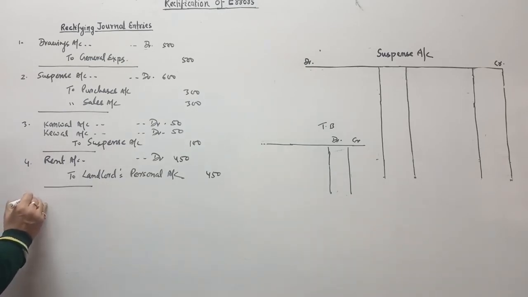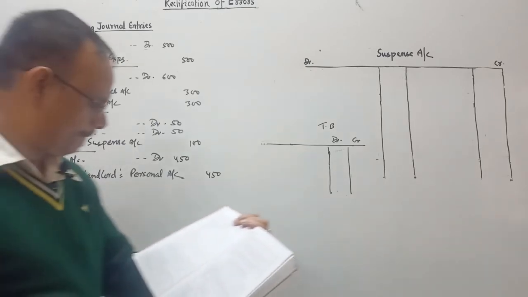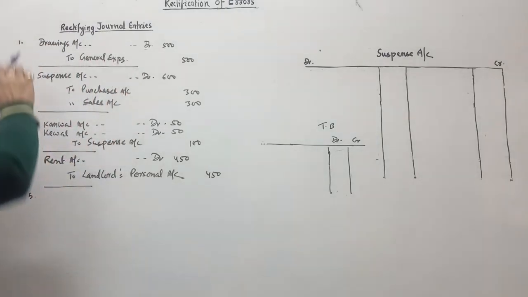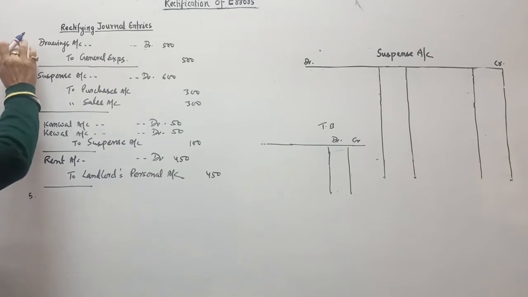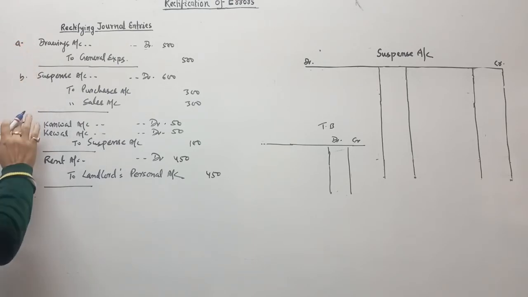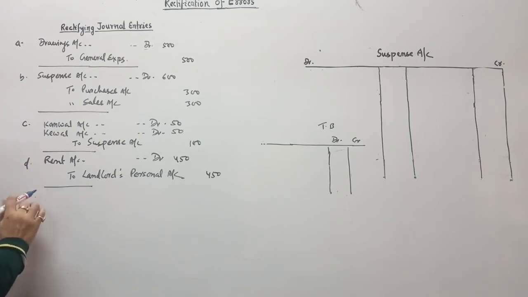Now come to error number 5. It is A. Second is B. C. D. Now coming to E.